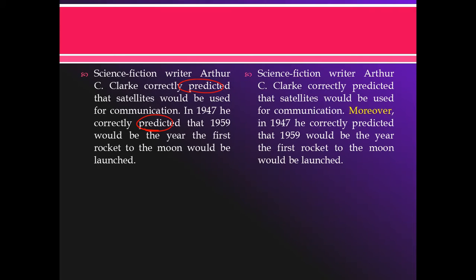Now, look at this. Science fiction writer Arthur C. Clarke correctly predicted that satellites would be used for communication. Moreover, in 1947, he correctly predicted that 1959 would be the year the first rockets to the moon would be launched. This, moreover, means he's so good at predicting that he predicted the satellites, okay, and he also predicted the rockets. So these two sentences are related because the topic is prediction abilities. He predicted the satellites and he predicted the rockets. So you can connect the two thoughts as moreover, he did this and he did that.